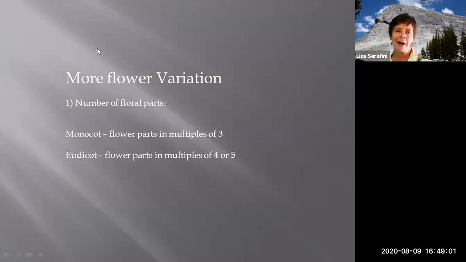So let's talk a little bit more about flower variation. Lovely variation of flowers. That's why I like them so much. So the number of flower parts can vary. And you may have already heard this, but monocot flowers usually have their flower parts in multiples of 3. So maybe 3 sepals, 3 petals, 6 stamens, 3 carpels, maybe fused together. Eudicots, that is the true dicots, have their flower parts usually in multiples of 4 or 5. So you can just count and see which one you think you have.